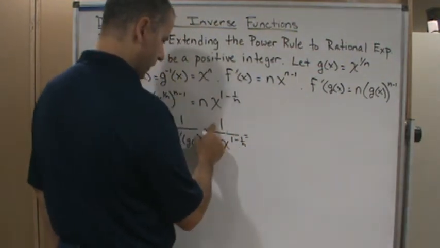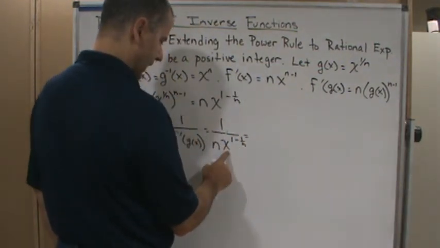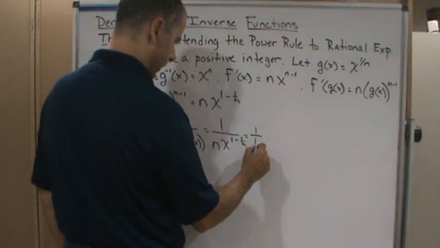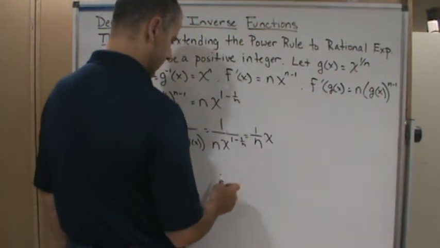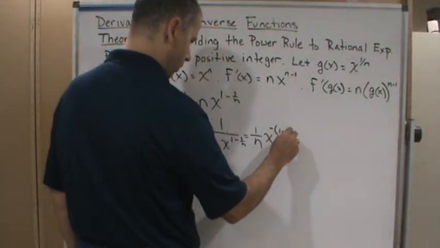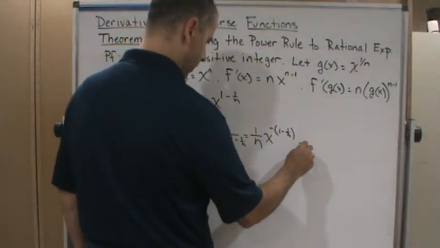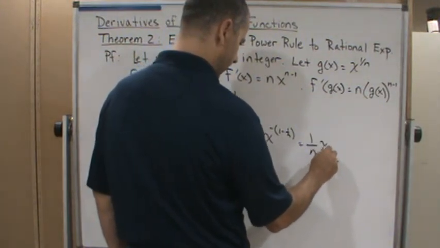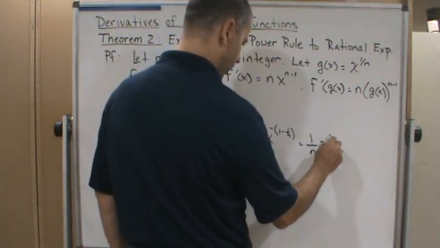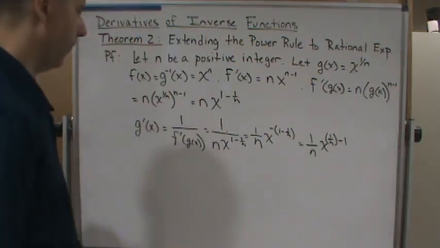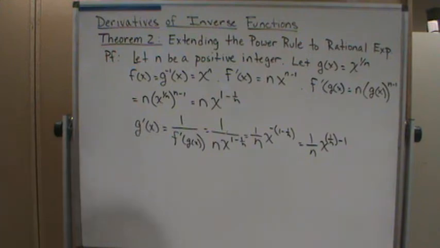Okay, so now, all I'm going to do is put the x into the numerator. So I'm going to write this as 1 over n x to the negative 1 minus 1 over n, which then gives me the result of 1 over n x to the 1 over n minus 1, which is the result that I wanted.